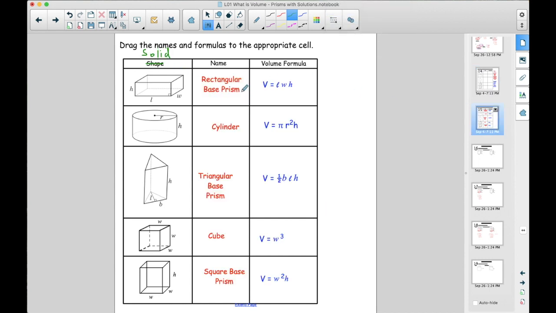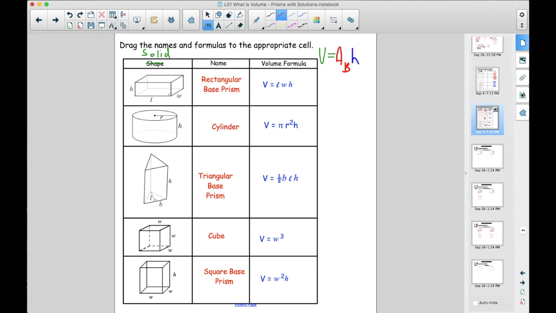All right, so moving forward, this is a rectangular base prism. There's our cylinder. There's our triangular base prism. This one's a cube, and this one's a square base prism. And we did say that the volume of any prism is the area of the base times the height of the stack. So I think I'm going to do these in different colors. So let's do area of the base, and then the height of the stack I'm going to leave in blue.